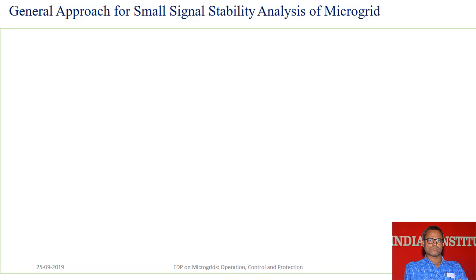So in power system stability analysis, what is the general approach? The same approach will follow. What approach do we follow? First, we need to have a model in order to analyze it, right? And that model, obviously, we make through mathematical analysis, and we call it a mathematical model.